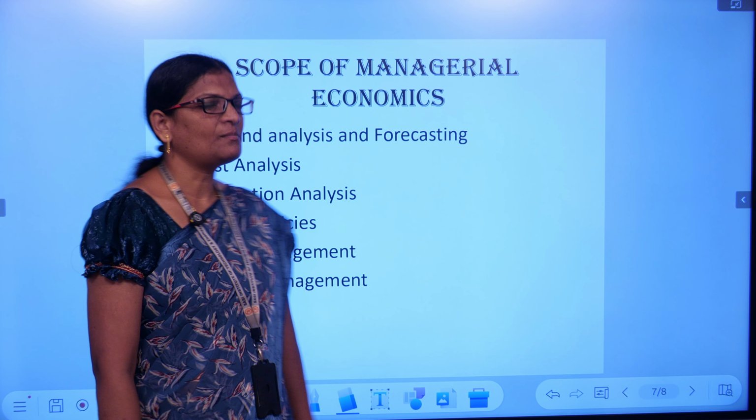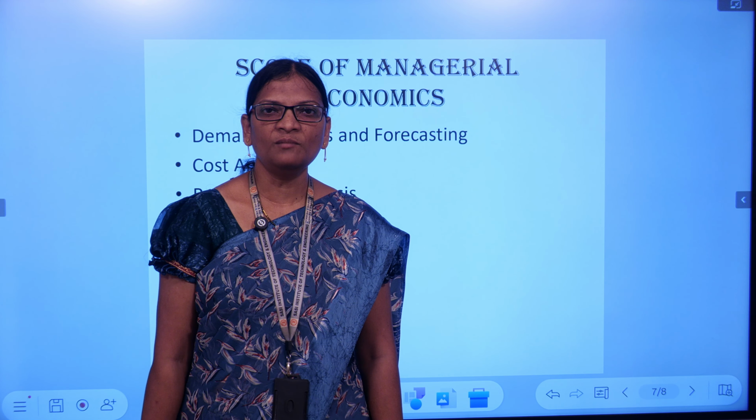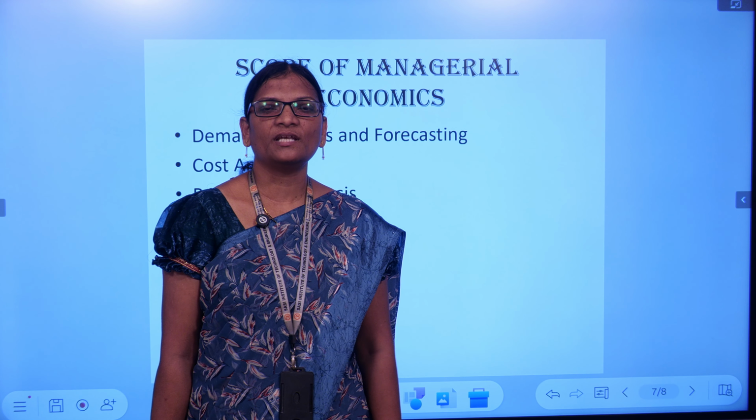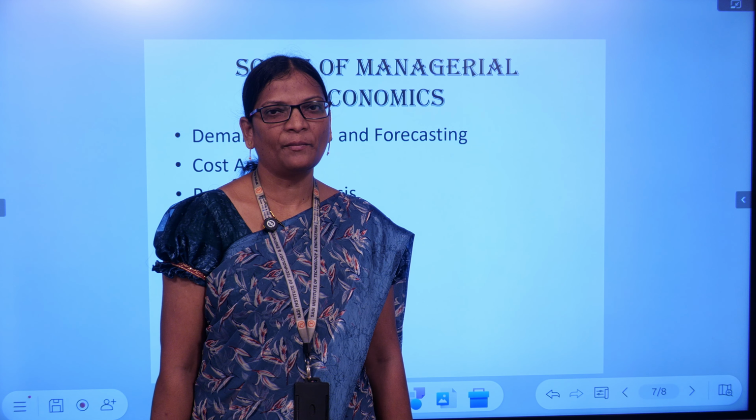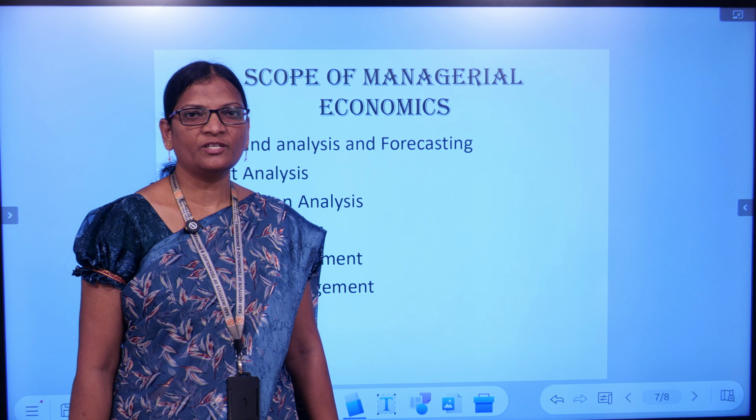Next one, capital management. Capital is nothing but the initial investment to start any business. In order to start any business, we require initial investment. That initial investment is called capital. So capital management is all about initial investment. Every company requires initial investment to start any business. Here the company needs to manage those funds very effectively.